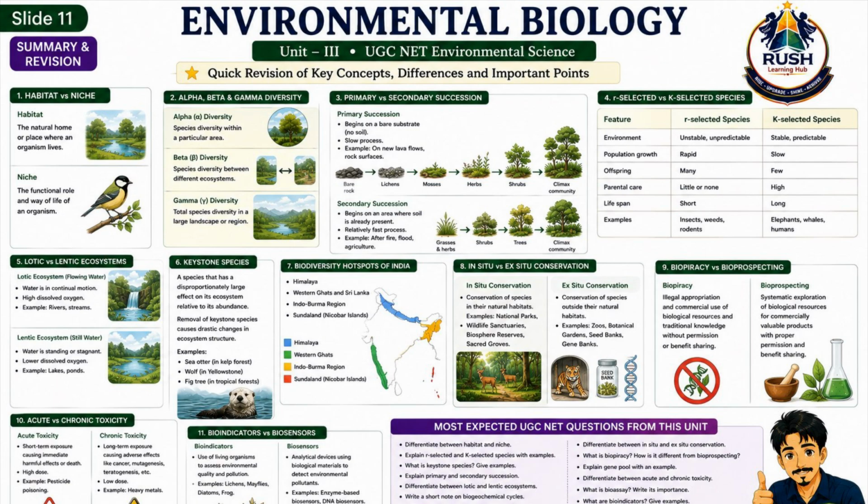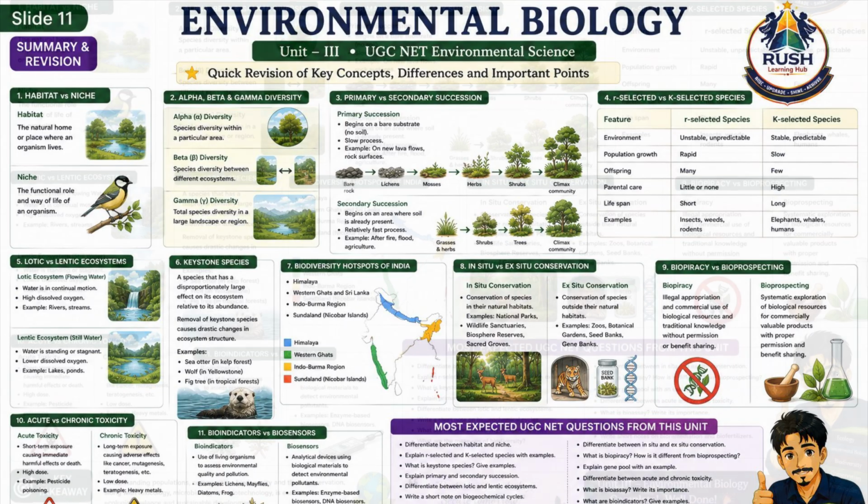Population ecology introduces the concepts of R-selected and K-selected species. R-selected species are characterized by rapid growth, high reproductive rates, and short lifespans, whereas K-selected species exhibit slower growth, fewer offspring, and greater parental care.